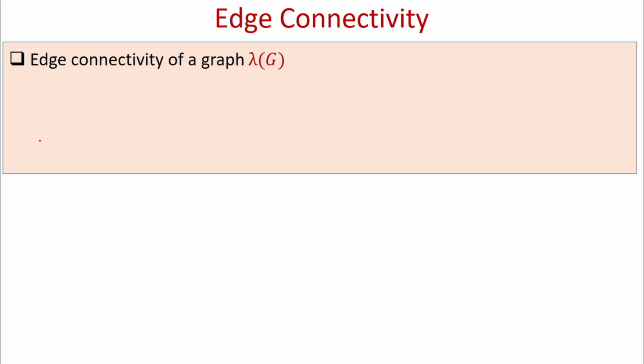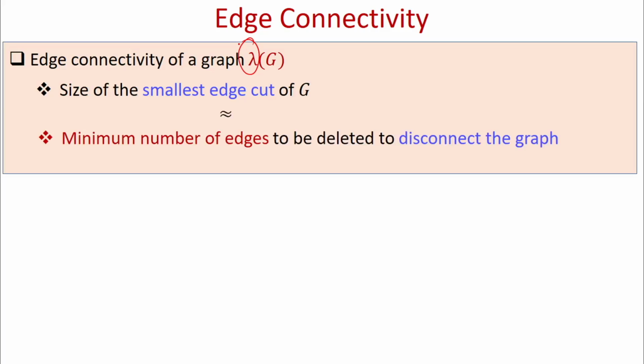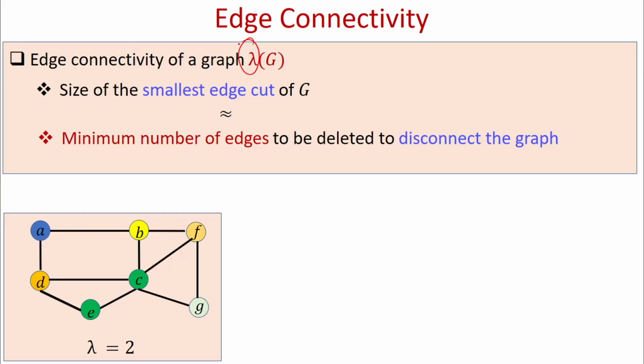So we now define what we call the edge connectivity of a graph, denoted by lambda. What is the edge connectivity of a graph? It is the size of the smallest edge cut, or equivalently the minimum number of edges to be deleted to disconnect the graph. So if I take this graph, then the edge connectivity is 2 because I need to delete 2 edges to disconnect the graph. If your graph has a bridge or a cut edge, then lambda will be 1. But if your graph does not have a bridge, then you need to delete more than 1 edge to disconnect the graph.